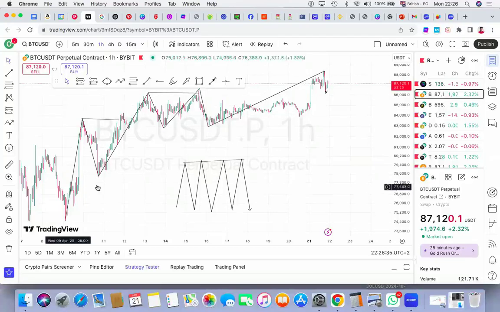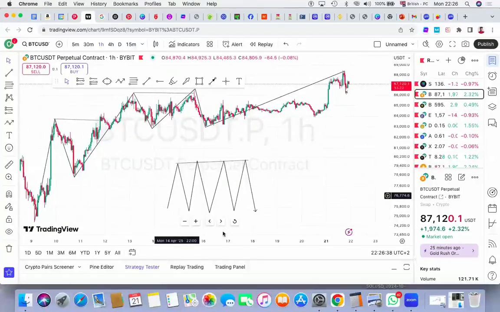So in the ranging market, this is what you will see. Here's equal highs and equal lows.